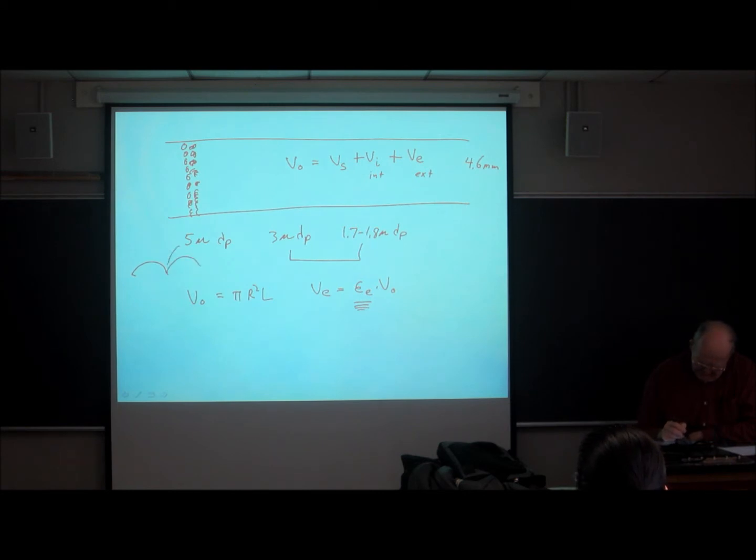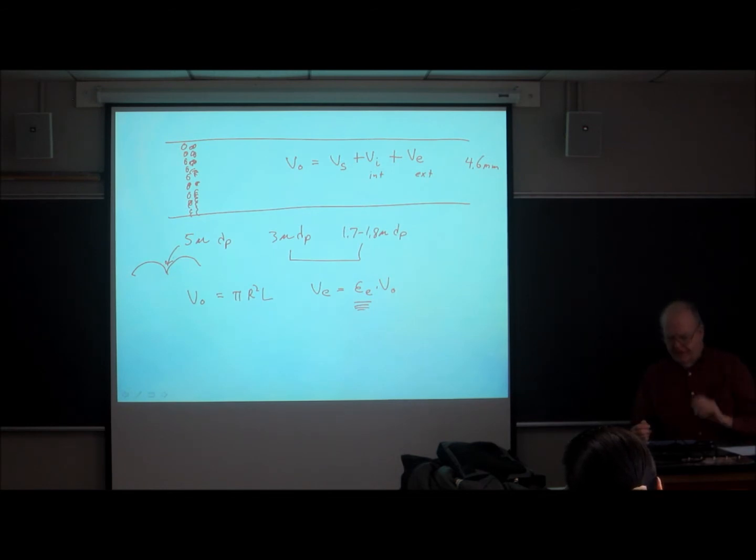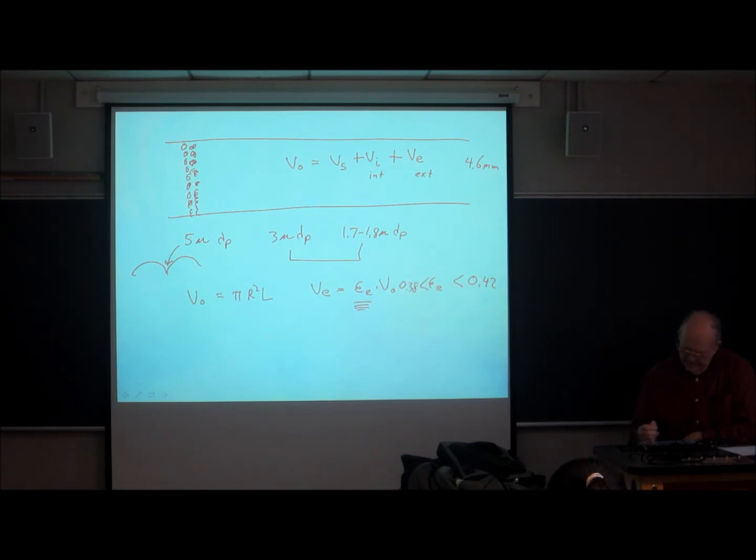So it's the fluid here. In a well-packed HPLC column, this number is typically less than about 0.42 and greater than about 0.38. If you have to stick in a number, 0.4 will do.